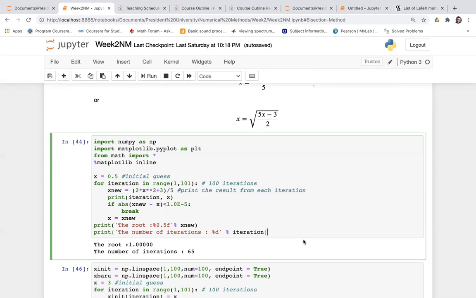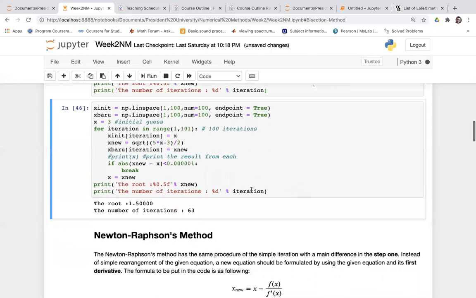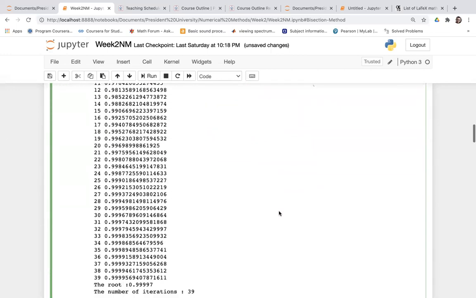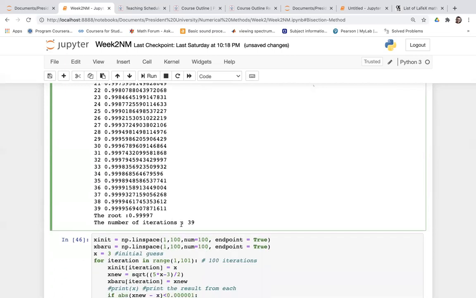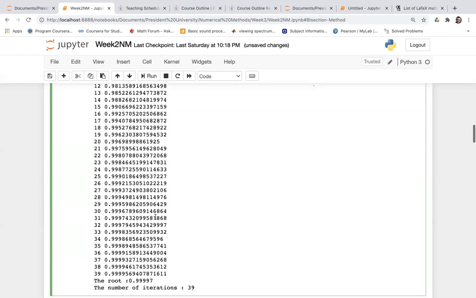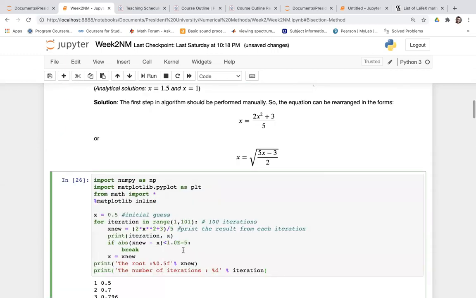Okay, let's enter this, shift enter. See, this is the result. We start with 0.5. It calculates for a really long time until we have 39 iterations, and the root is 0.99997. Okay, it's close to 1. Okay, I will put this as 6.